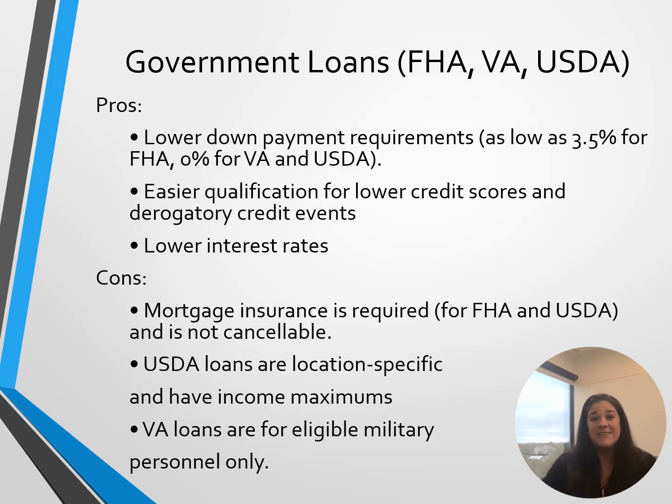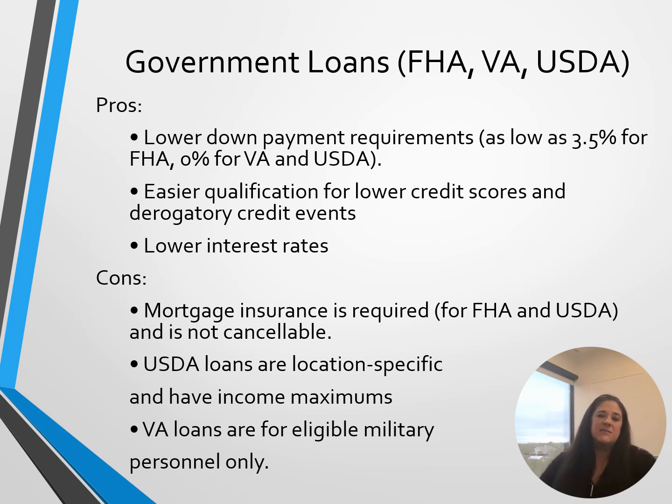So pros and cons to government loans. On an FHA loan, the down payment that's required, the lowest down payment is a 3.5%, which is nice. And then a VA and a USDA loan, that's 0%. So you finance 100% of the purchase price. You just don't have a down payment. In those particular circumstances, you still have closing costs, but no actual down payment.